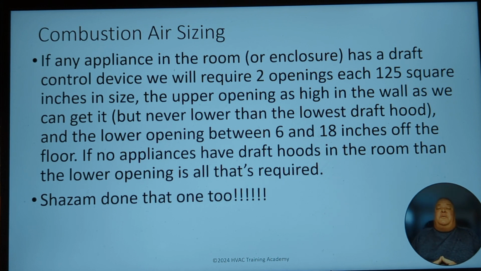If the appliance in the room or enclosure has any draft control device that requires 2 openings at 125 square inches each, the upper opening goes as high in the wall as we can get it, but never lower than the lowest draft hood. The lower opening goes between 6 and 18 inches off the floor. In this case, no appliances had any draft hoods, so we only need the lower opening. So, Shazam, we're done that one too.